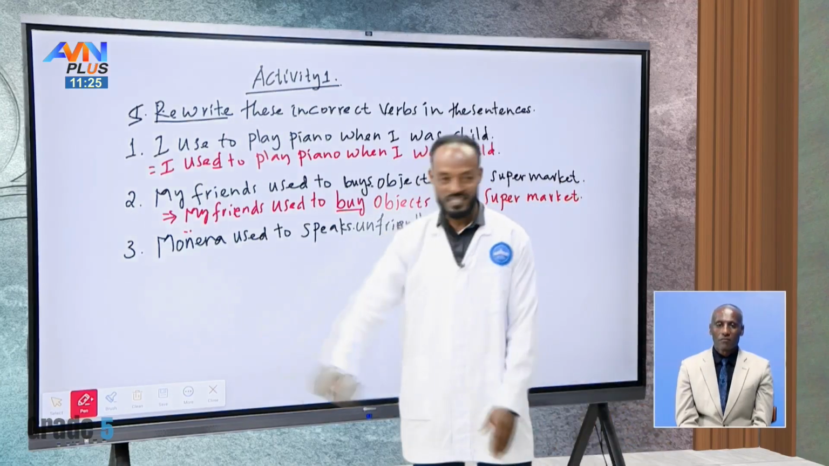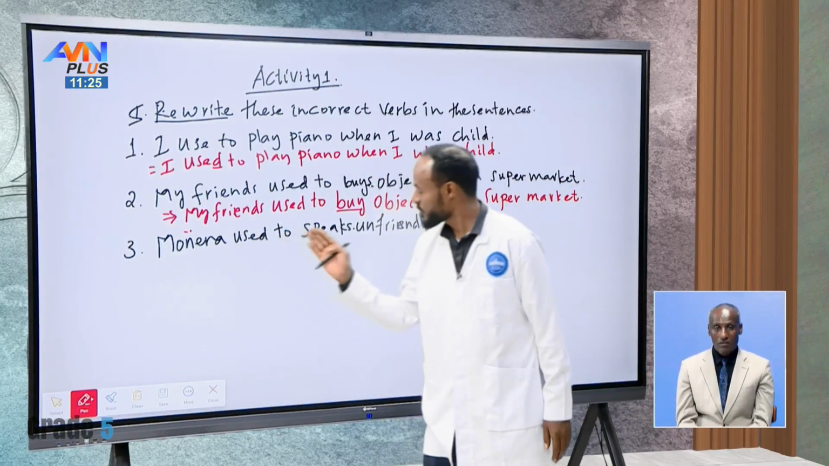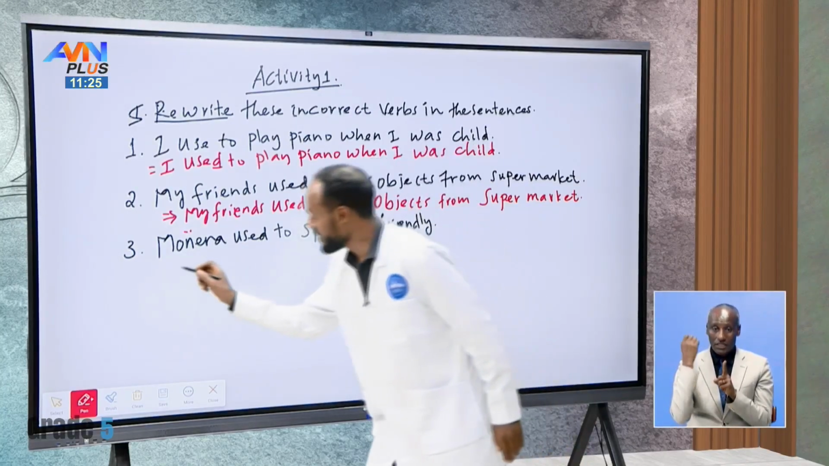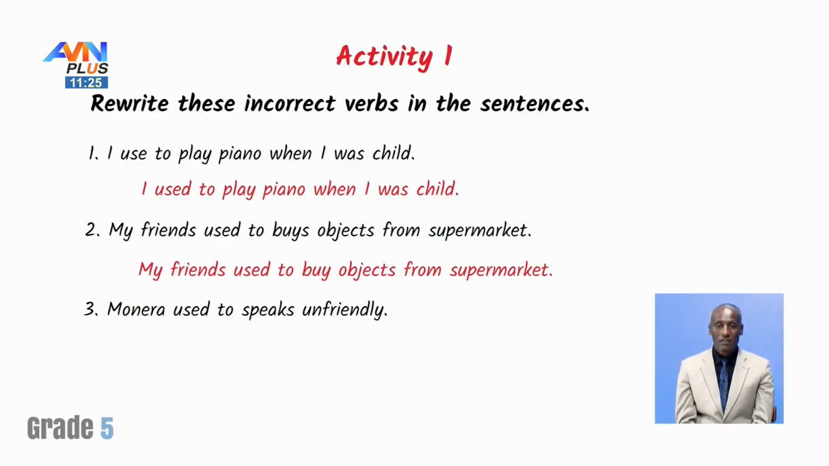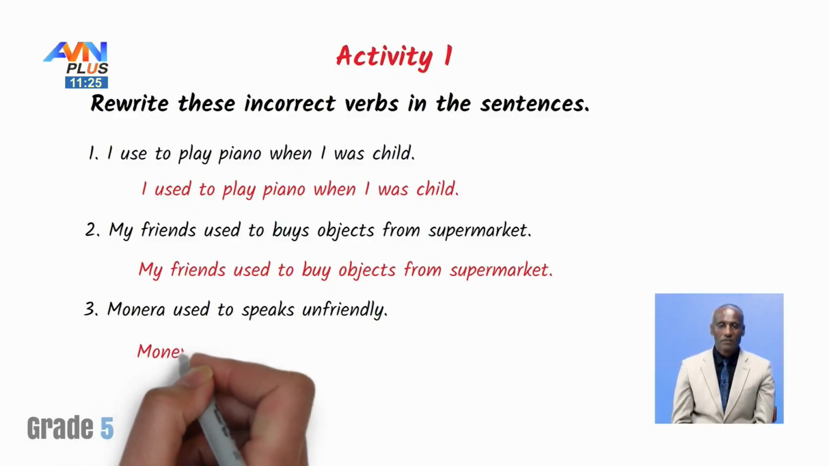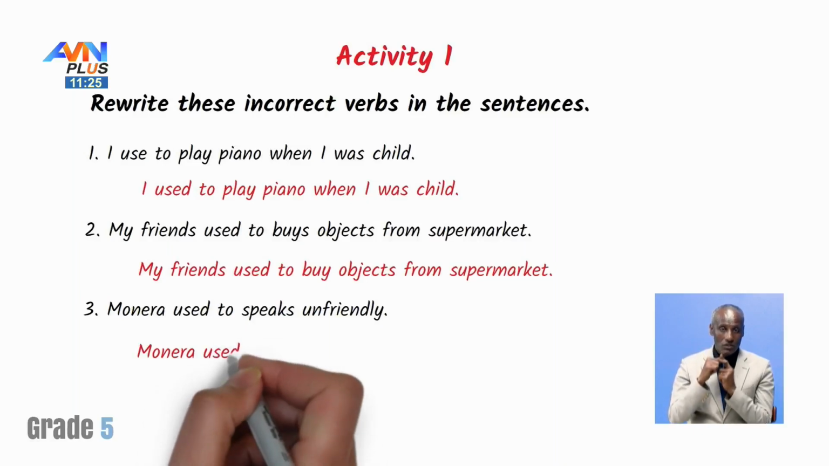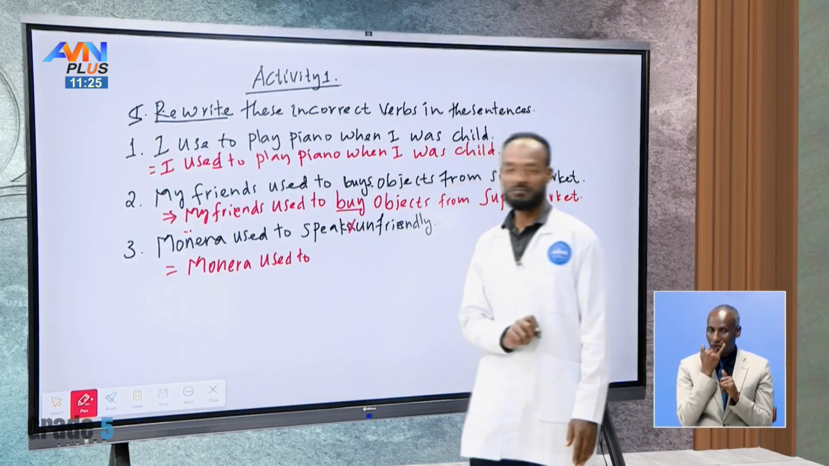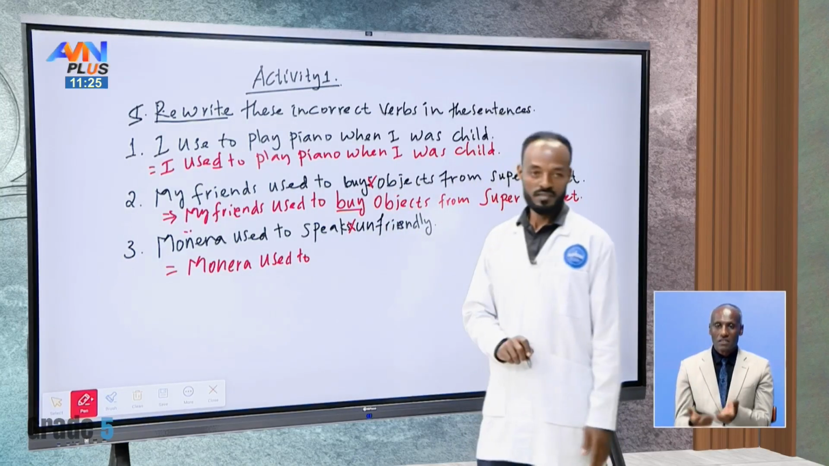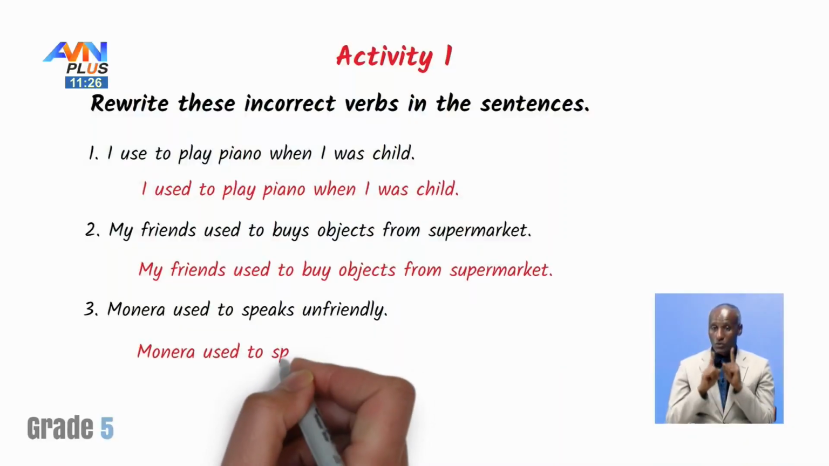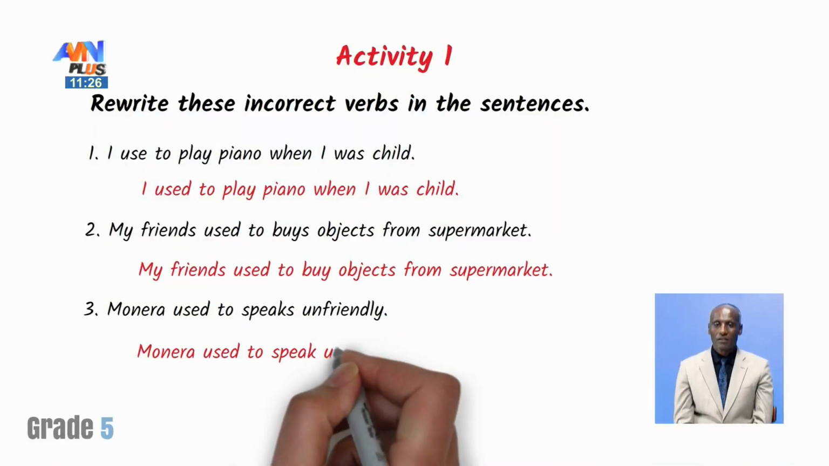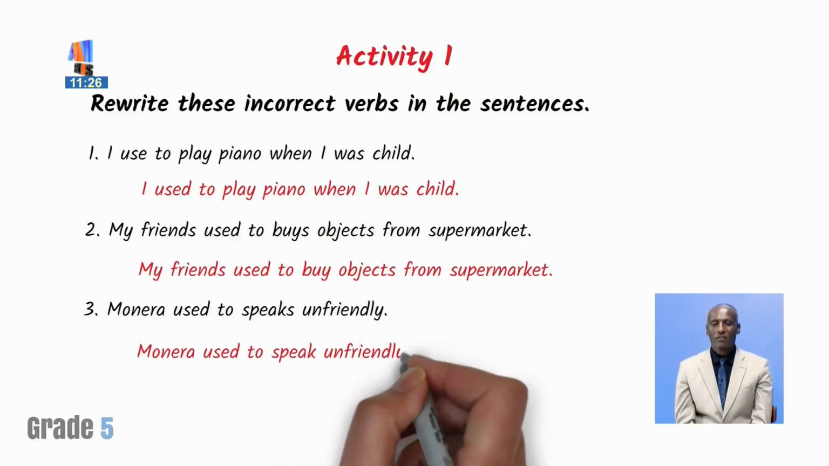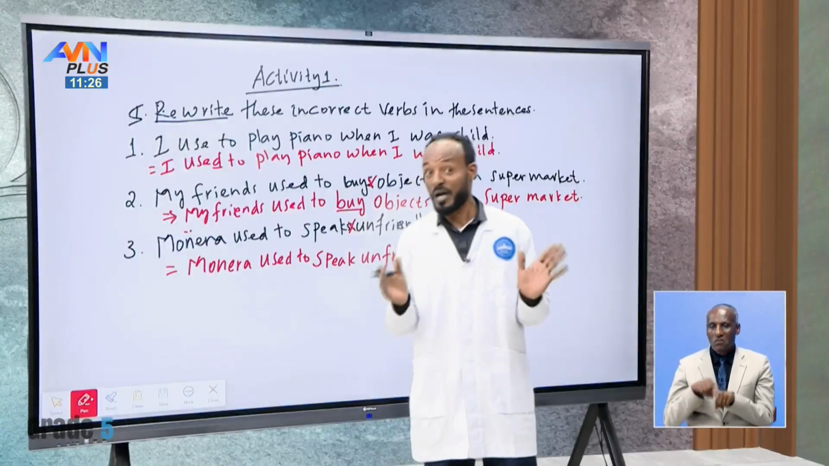Nice there. What about the third one? Monera used to speaks unfriendly. Yes? Look. Monera used to. Then base verb. So no need of S here. No need of S here also. Used to speak, yes, unfriendly ways. Used to speak in unfriendly ways, okay? Nice, I hope I'm clear.